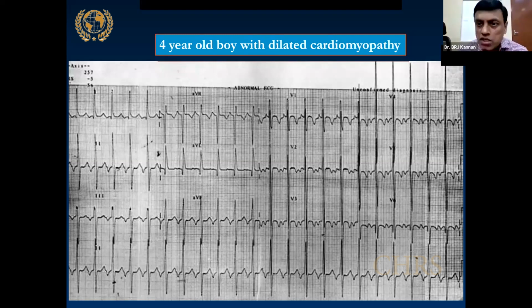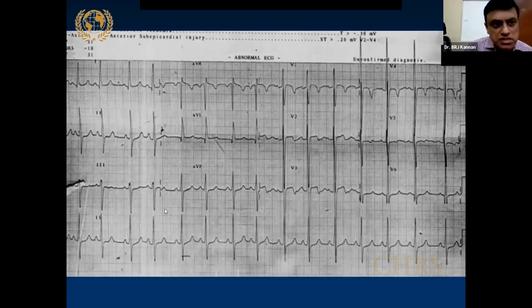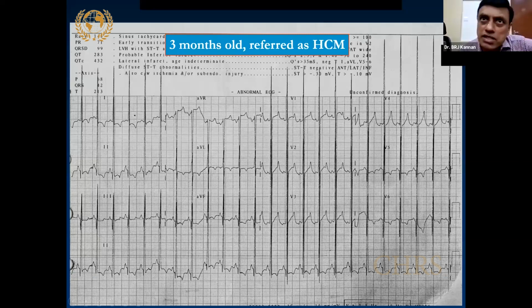Please remember that. If you are sending away a patient with dilated cardiomyopathy without taking an ECG, it's a very grave mistake. So this is a 3-month-old child referred as hypertrophic cardiomyopathy. This kind of extremely tall QRS complexes are seen in Pompe's disease. Pompe's disease is extremely rare. After coming to Madurai, I have not seen one. I have seen at least 2 cases when I was at Amrita. So this is a classical example of Pompe's disease.